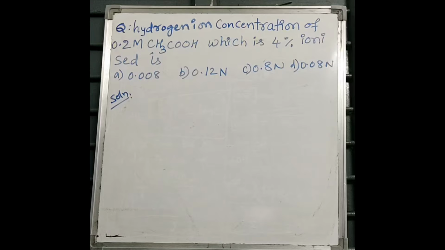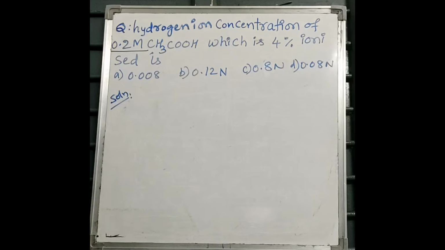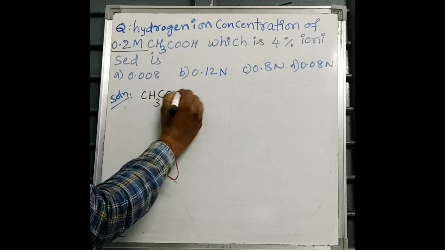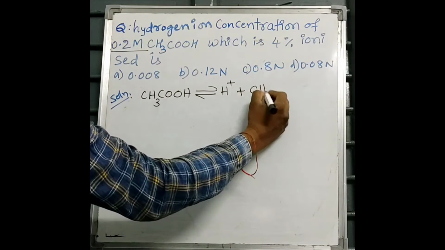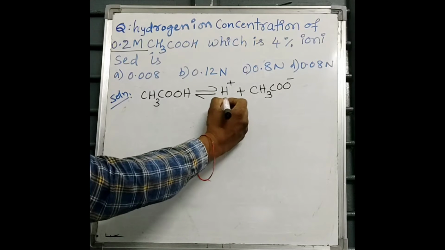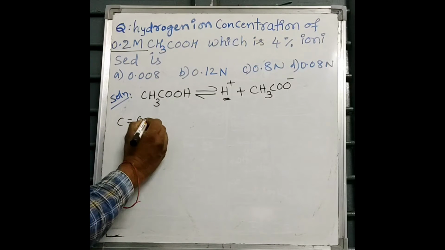So problem number 1 is: find the hydrogen ion concentration of 0.2 M acetic acid which is 4% ionized. What is he asking? Hydrogen ion concentration. And what acid is given? Acetic acid. We know acetic acid is a weak acid which ionizes as H+ and CH3COO-, the acetate ion. The concentration of acetic acid is 0.2 molar.